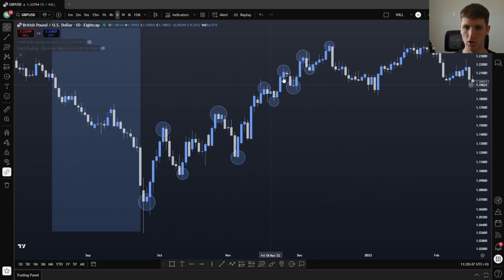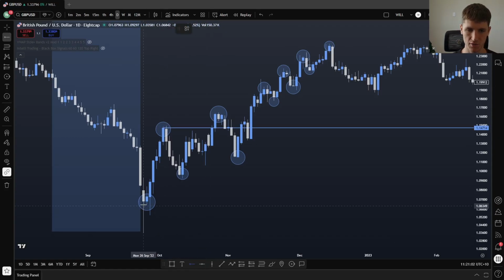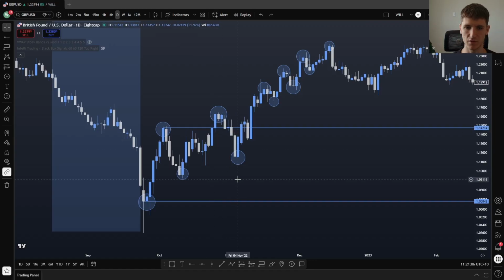You can see all of the highs are higher than each other. All the lows are higher than each other, right? So go away and practice this in your own time. And the easiest way to do it is drawing these horizontal rays at the lows and the highs, looking for price to break above it. Okay, so we can see we have a break of structure to the upside.